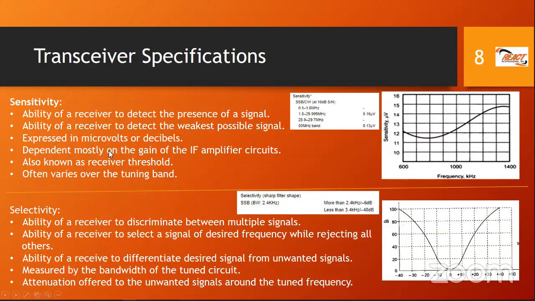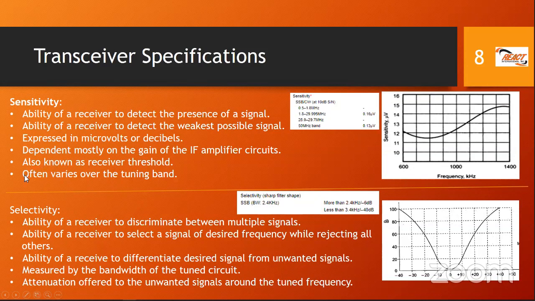Also, sensitivity is dependent mostly on what we call the gain of the intermediate frequency or IF amplifier circuit in a radio. So that circuit in a piece of equipment, how well it's built, will determine the sensitivity. The more expensive that amplifier circuit is, with better quality components and more stages, the more sensitive it would be. All right, you get what you pay for, like so many things. Also, sensitivity is sometimes called the receiver threshold.